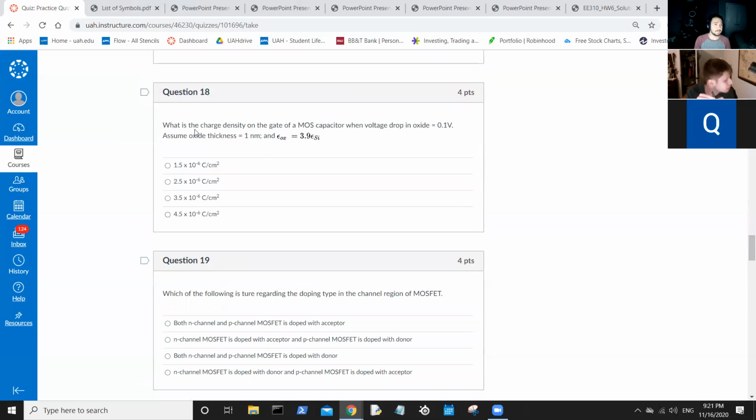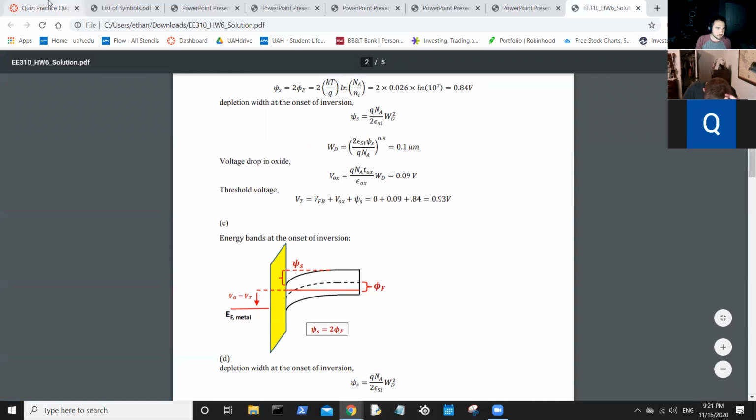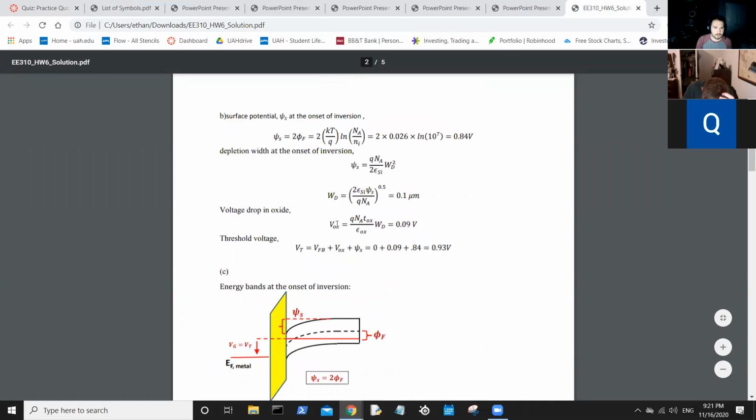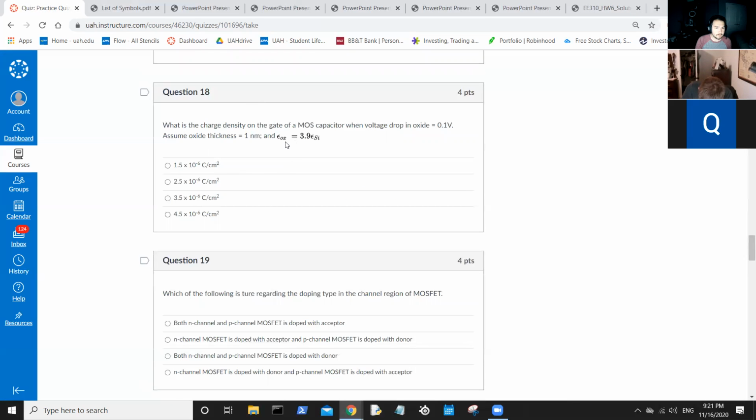So question 18, what is the charge density on the gate of a MOS capacitor when voltage drop in the oxide is 0.1 volts? Oh, and oxide thickness, it gives you the constants here. So it gives you EOX and it gives you the oxide thickness. So this is one you can do by calculation. So charge density, you would go backwards. It gave me VOX, the voltage drop in oxide.